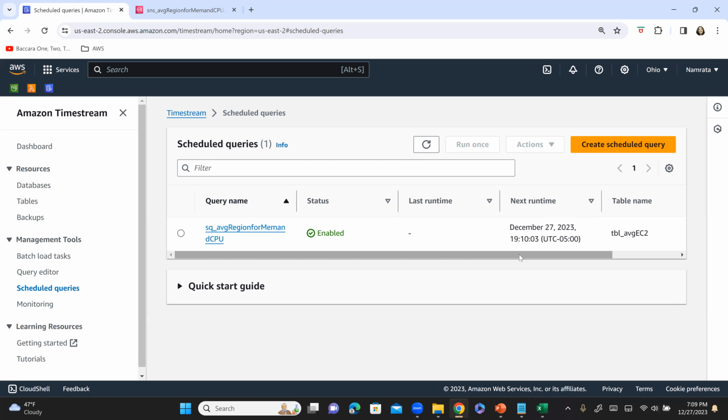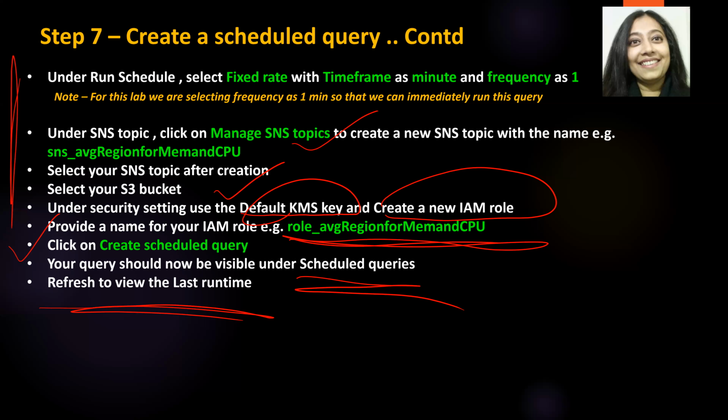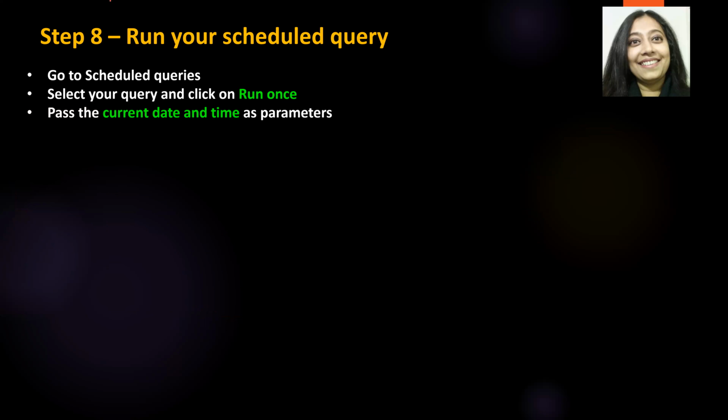So it's not executed yet. It is just in an enable state, but you do see the next runtime. So right now it's 7:09 p.m. And if you see, it's scheduled for 7:10 p.m. over here in US. So we have completed basically step 7. Now step 8. So let us go ahead and run a scheduled query.